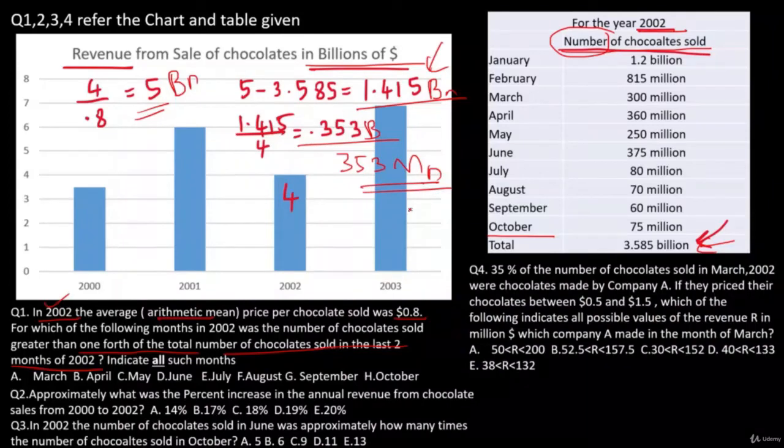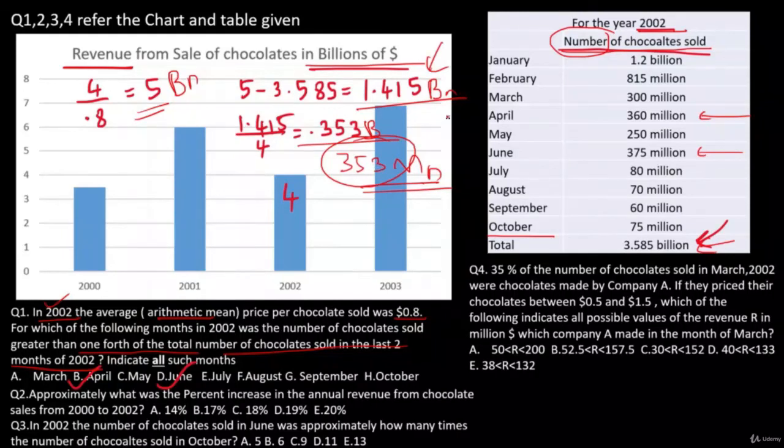So you just need to find out for which of the following months given over here, or look at the options. You don't need to check Jan and Feb because you only have March, April, May, June, July, August, September and October in the options, right? So in which of the months is the number of chocolates sold greater than 353 million? And you have the number directly over here. So you can see that the correct answer is April and June, right? In April you have 360 million and in June you have 375 million. In the other months given over here, you have less than 353 million.